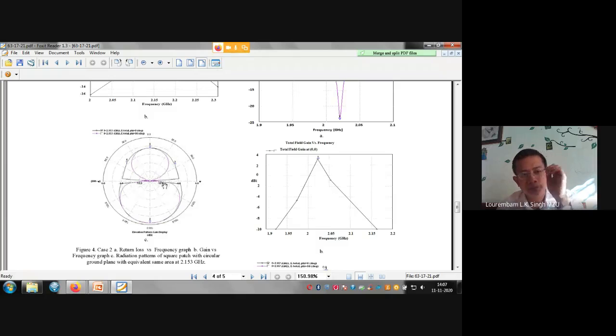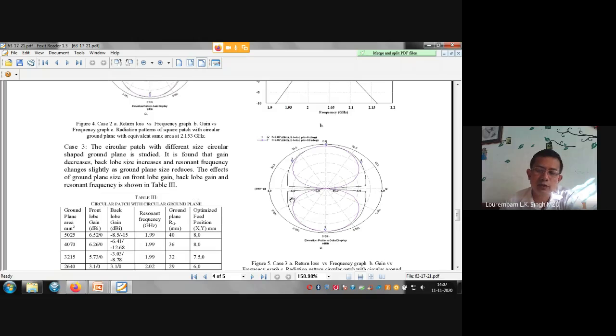But this is the case of the square patch with the circular ground plane of equivalent area, because the area of the square is length into breadth, or L square, and the area of the circle is pi r square. So we have measured equivalent area. Then the back lobe was found to be more than the front lobe, so this is not desirable.